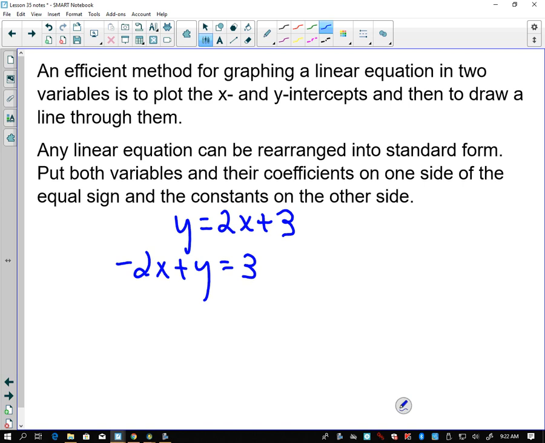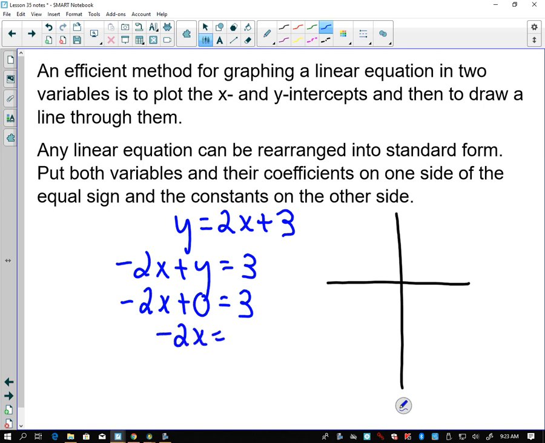With this, let's say I didn't want to go to all of the work of plugging in numbers, and I just wanted my x and y intercept. Like I said, the x-intercept is where y equals 0. So what I can do here is negative 2x plus 0 equals 3. What would I do to solve for x? Subtract 0. I've subtracted 0. I still have negative 2x. Then what?